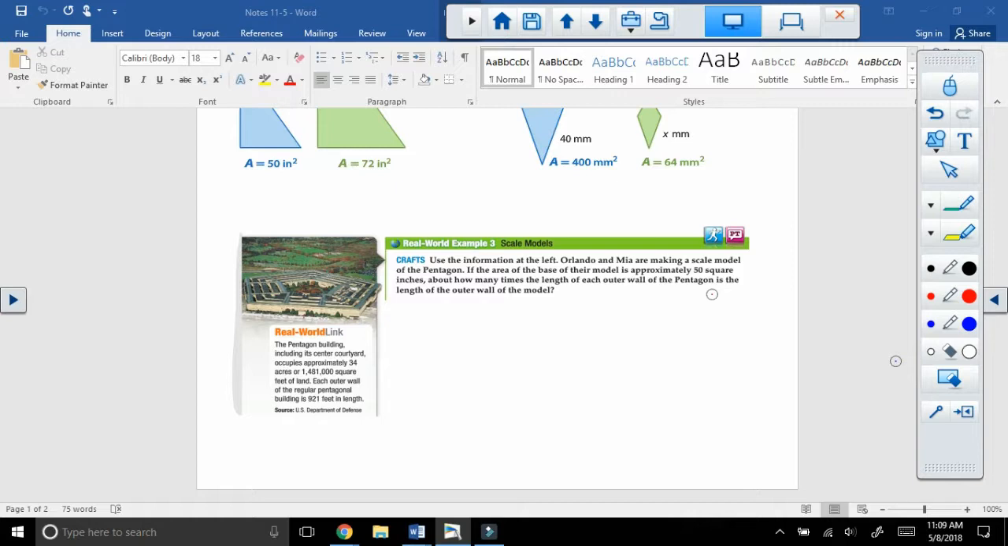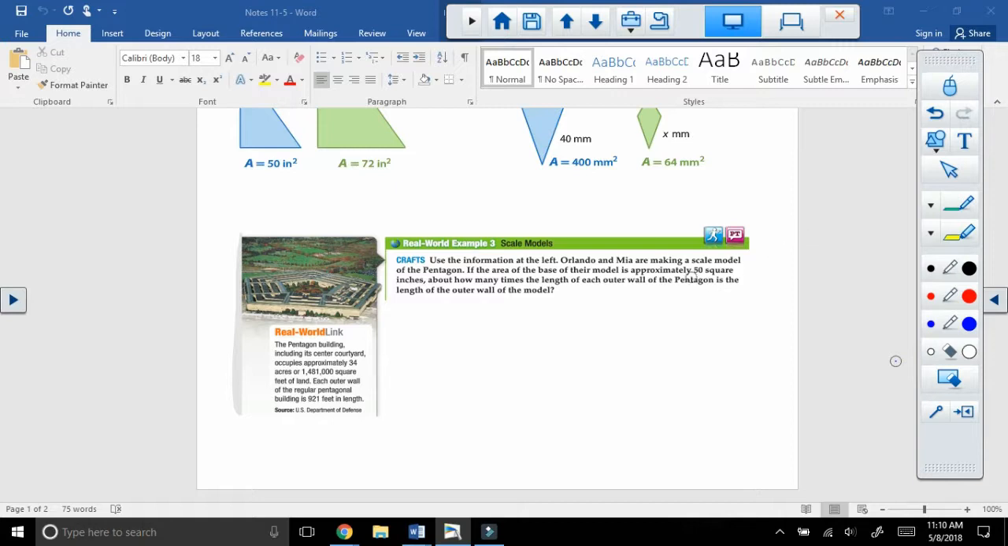Orlando and Mia are making a scale model of the Pentagon. If the area of the base of their model is approximately 50 square inches, how many times the length of each outer wall of the Pentagon is the length of the outer wall of the model?